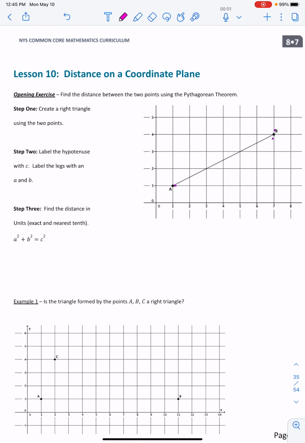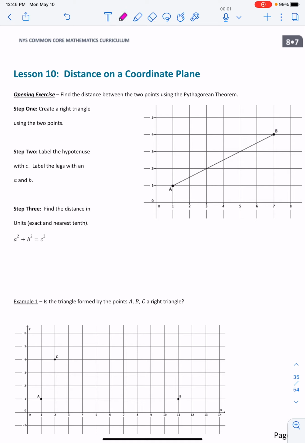Okay, this is lesson 10, distance on a coordinate plane. So in the opening exercise, we're going to find the distance between the 2 points using the Pythagorean theorem. So step number 1 is to create a right triangle using 2 points. So here we have points A and B. So we're going to do that first, doing this.